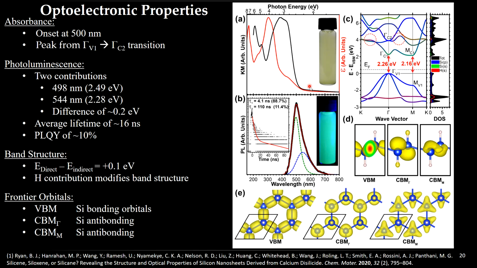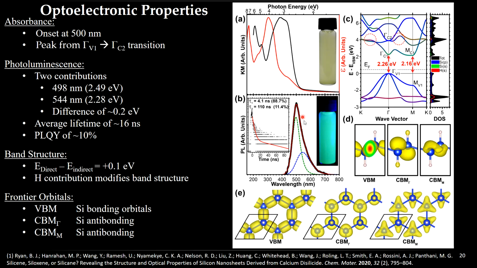We can see that we observe an onset of absorbance at about 500 nanometers. And if we look at this main feature here, we find that that peak arises from the transition from the gamma point, the top of the valence band, to actually the second transition along the gamma point in the conduction band. If we look at the photoluminescence, we can see that it is comprised of 2 different contributions, one of them centered at 500 nanometers, right at the onset of absorption, and this is consistent with a direct bandgap-like material. And the other is at a lower energy of about 545 nanometers.